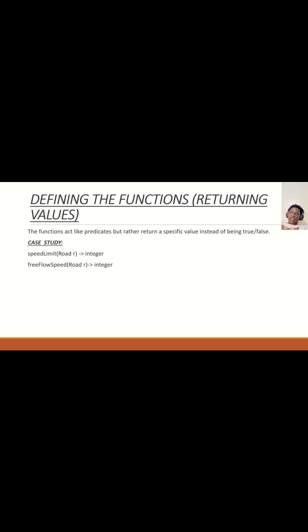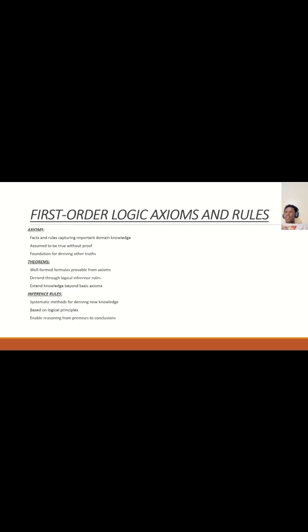Defining functions. First order logic rules and axioms. So axioms here are facts and rules capturing important domain knowledge. So this is assumed to be true without proof, the foundation for deriving other truths. Then the theorems here, we usually have the well-formed formulas, which are provable from the axioms. Then we have those derived through logical inference rules, which extend knowledge beyond the basic axioms.